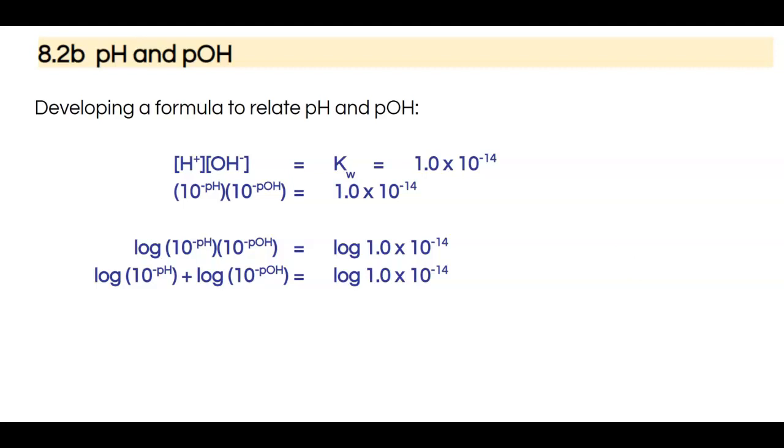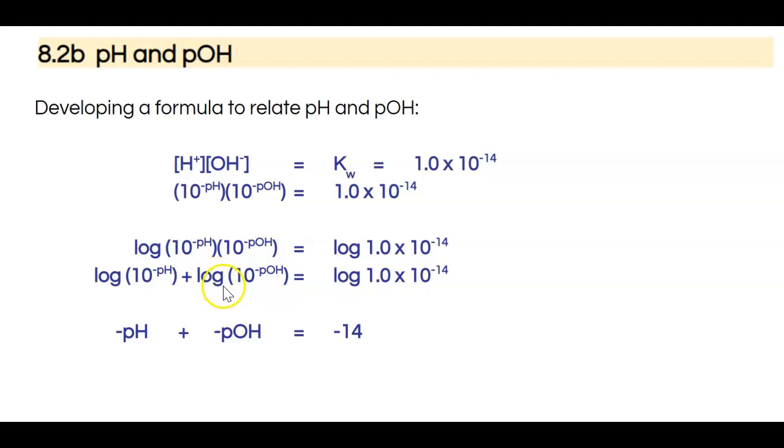Okay, let's take a look at the next step. Now remember, these are all logs with a base of 10. And so you'll remember that if you take the log of a power of 10 when it's log base 10, then you get whatever is in the exponent. Okay, so log base 10 of 10 to the negative pH is going to give me negative pH. And the same thing goes for the second part of the left-hand side of this equation.